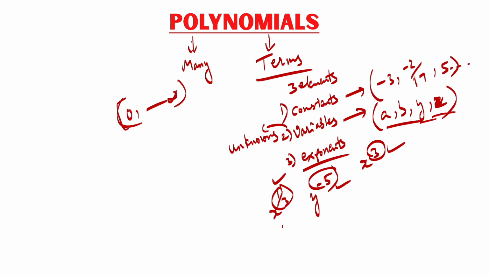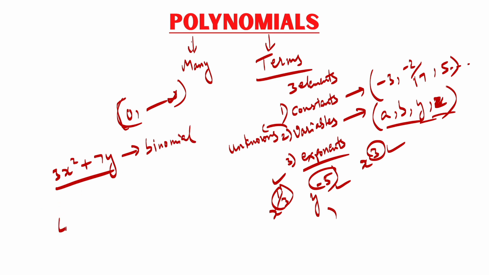And if we consider x power 1/3, this is not a term in a polynomial because we shouldn't have a fraction. And if we consider y power minus 5, this too is not a term in a polynomial because we shouldn't have a negative exponent. So when we have many terms connected together, let's say 3x² + 7y, right? What is this? This is a binomial.